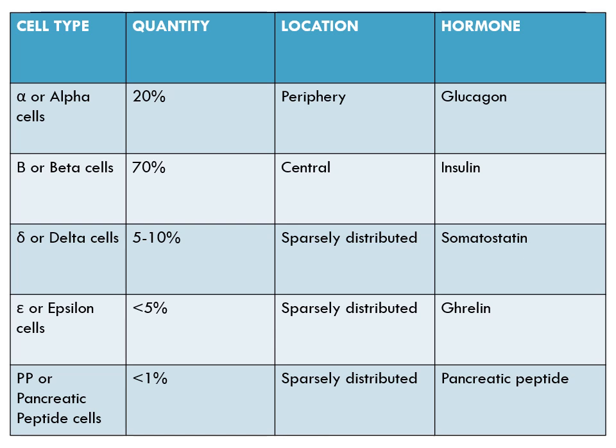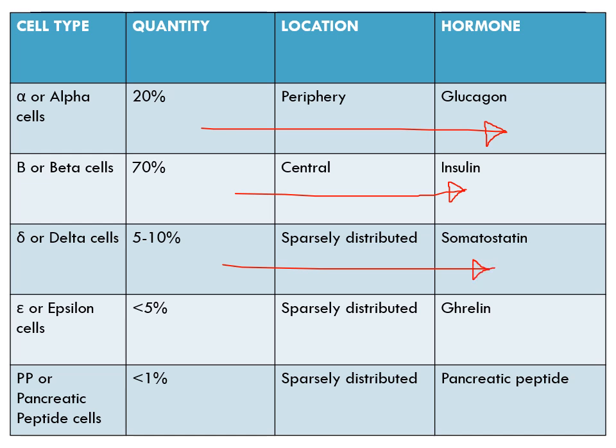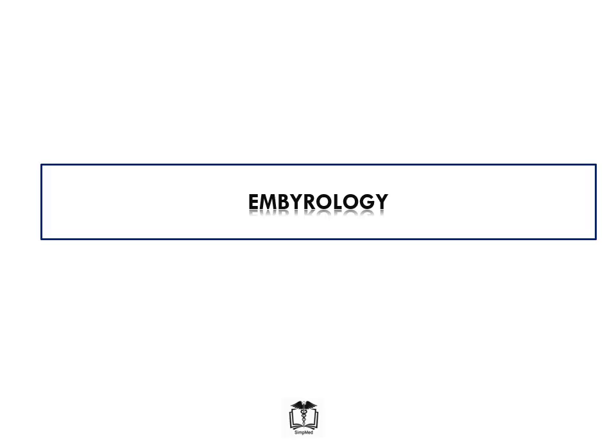This is something I will revisit later on in the module of endocrinology, but just for you to note, alpha cells are involved in production of glucagon. Beta cells are involved in the production of insulin, which is a very important hormone for glucose metabolism. Delta cells are involved in the production of somatostatin. Epsilon cells are involved in production of ghrelin, and then the pancreatic polypeptide cells are involved in production of pancreatic polypeptide.